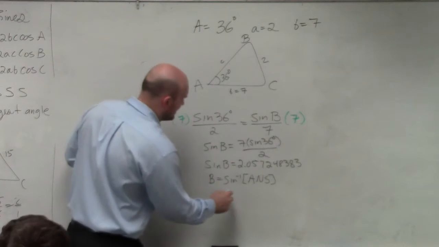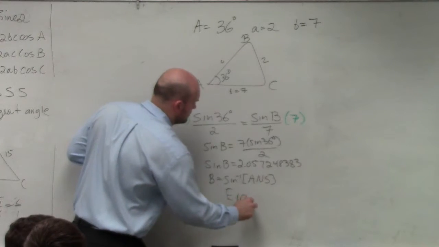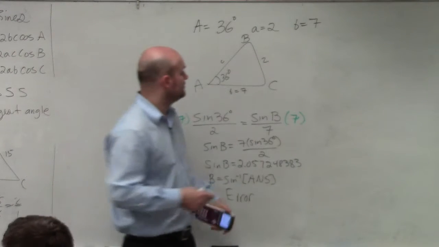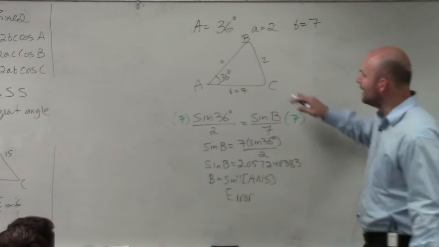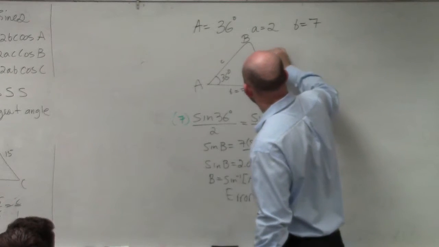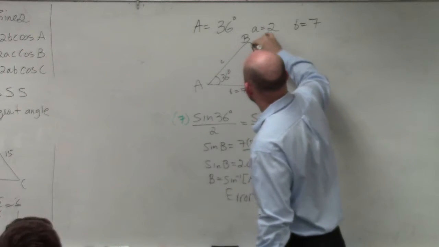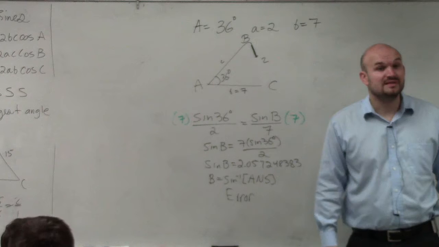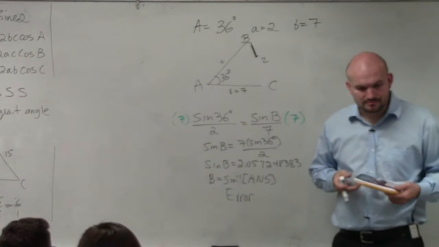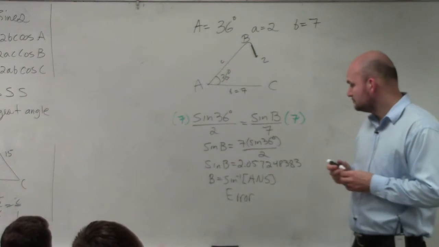And you see that there's an error. What that means is that no triangle can exist. And the reason why is because 2 is so short, you can't even create a triangle. OK? Yes?